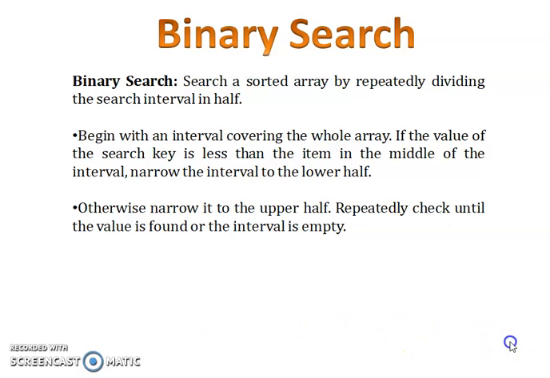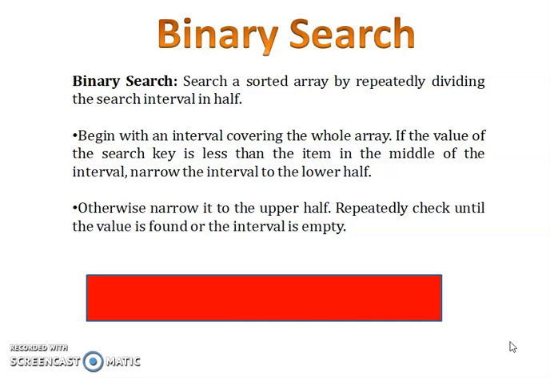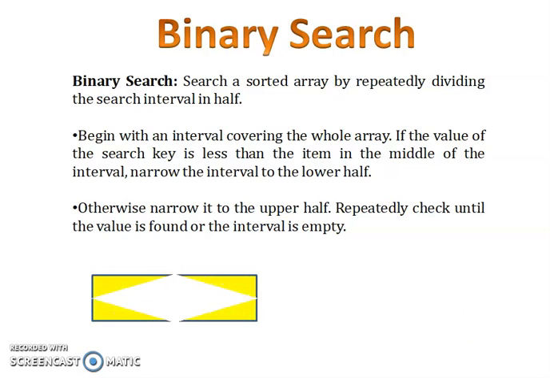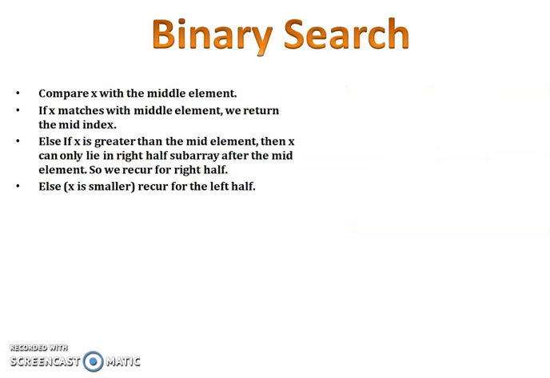If you consider this red bar as the entire list of elements, in binary search you divide it into two equal halves. This division is based on the middle element that you take. The main condition for binary search is that you always need to have the array sorted.